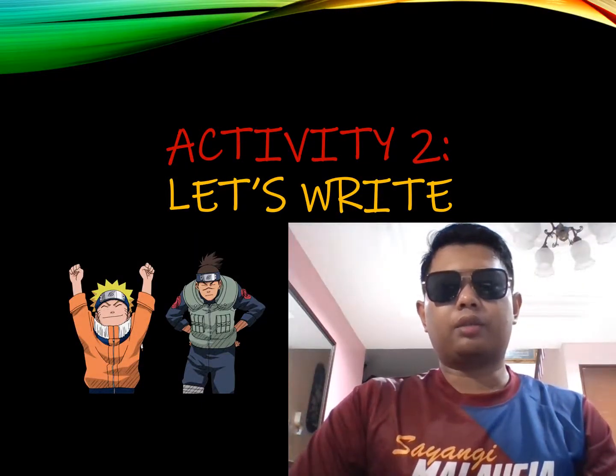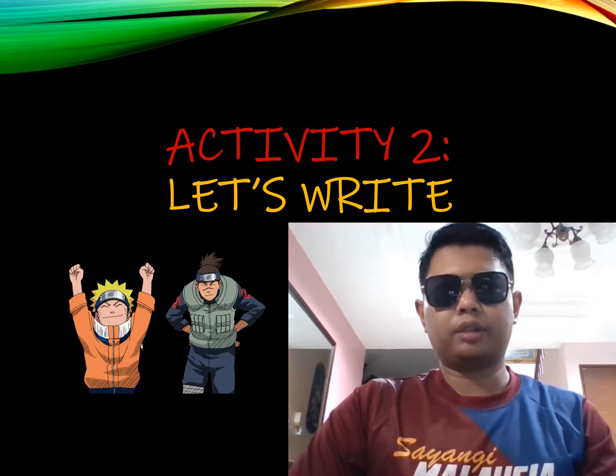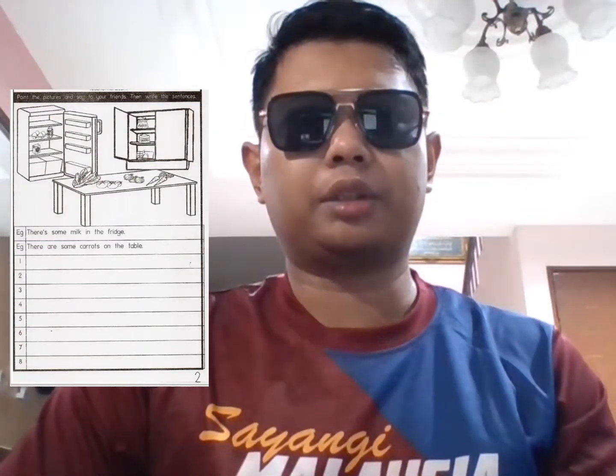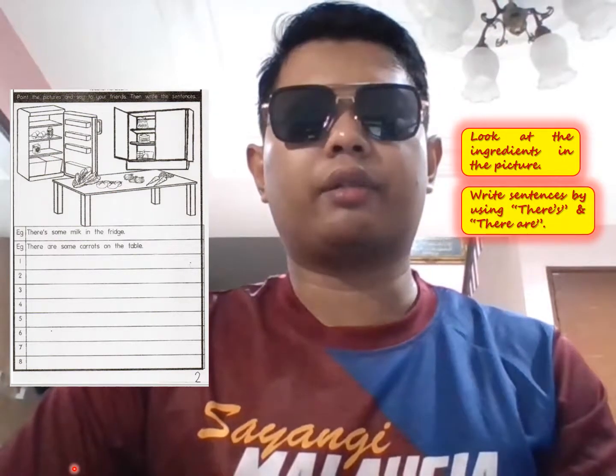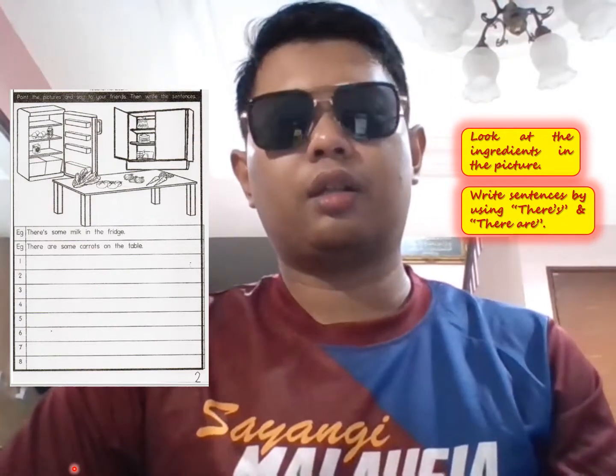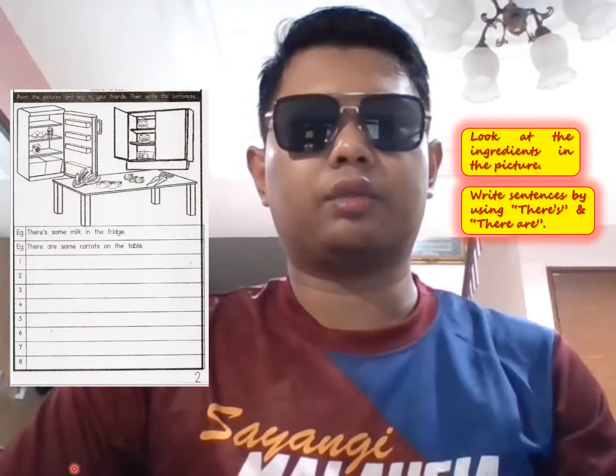Now for Activity 2, let's write. Just now you have learned about how to use there's and there are. So let us write, do the exercise. This is in your module, page 2. What you need to do is look at the ingredients in the picture. You have the ingredients at 3 different places. Write sentences by using there's and there are.